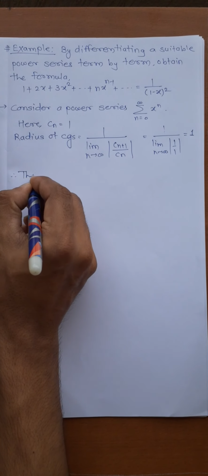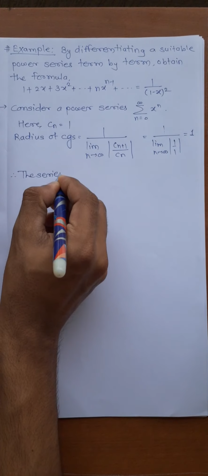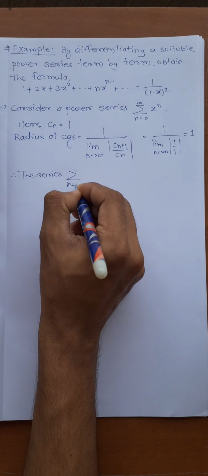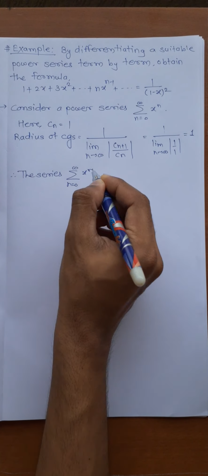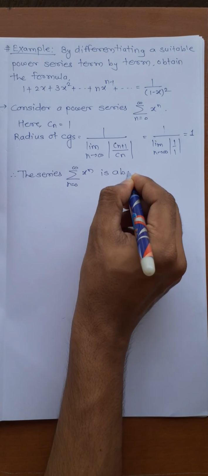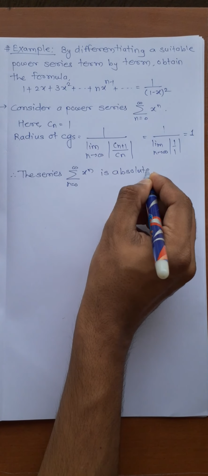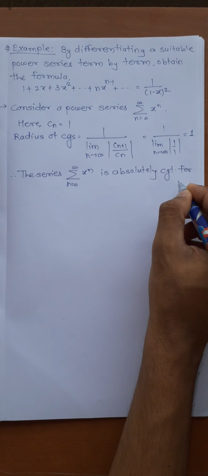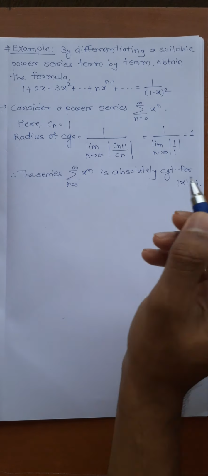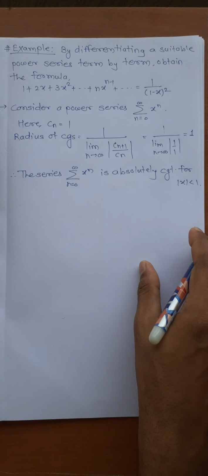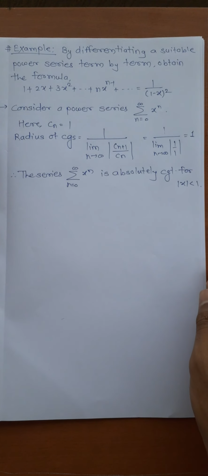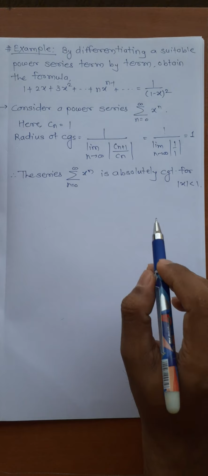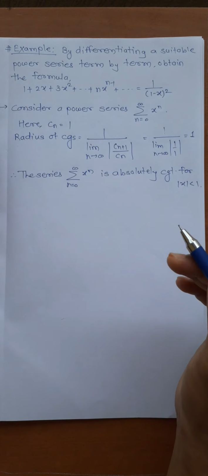Therefore, this series is absolutely convergent for mod x less than 1. The series is absolutely convergent for mod x less than 1. So now what will I do? I will find where it converges.